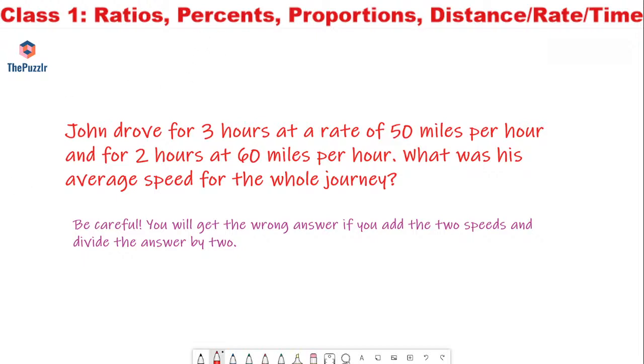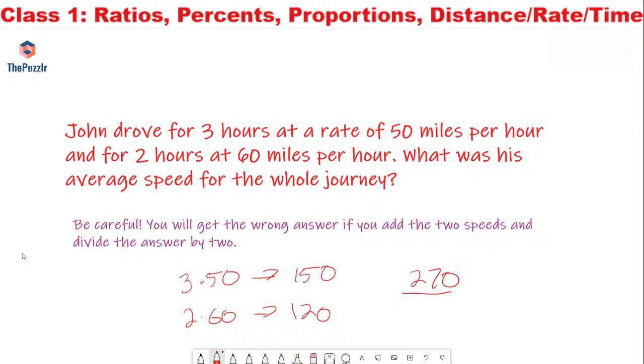Okay, so for this problem, let's try figuring out the total distance that they traveled. At 3 hours for 50 miles per hour, you get 3 times 50. That's equal to 150 miles in total. So they drove for 150 miles at 3 hours, right? At the rate of 50 miles per hour. Then plugging in 2 hours at 60 miles per hour, you get 2 times 60, which gives you 120. And this gives us 270 as our answer.